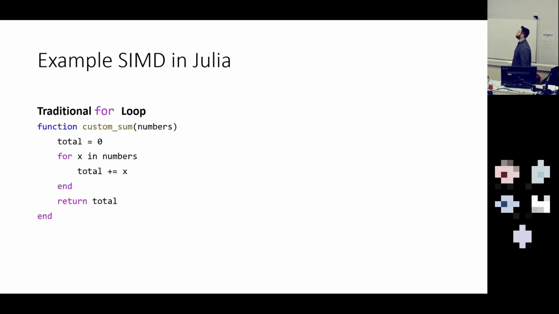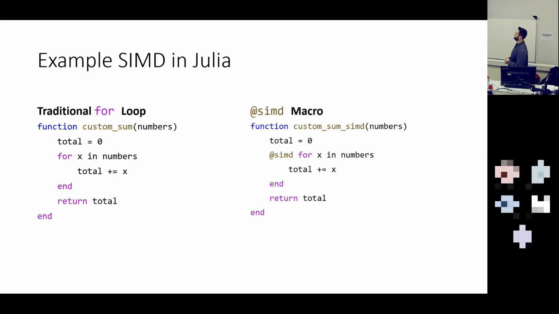Just as an example, on the left we have some code written in Julia, which just sums up numbers in an array. I won't go into too much detail here. Hopefully the code is readable enough for everyone. The nice thing about Julia is you can very easily add vector instructions to your code. So you don't actually change too much. You can use a macro. You can see on the front of the for loop, we've added this @SIMD symbol.